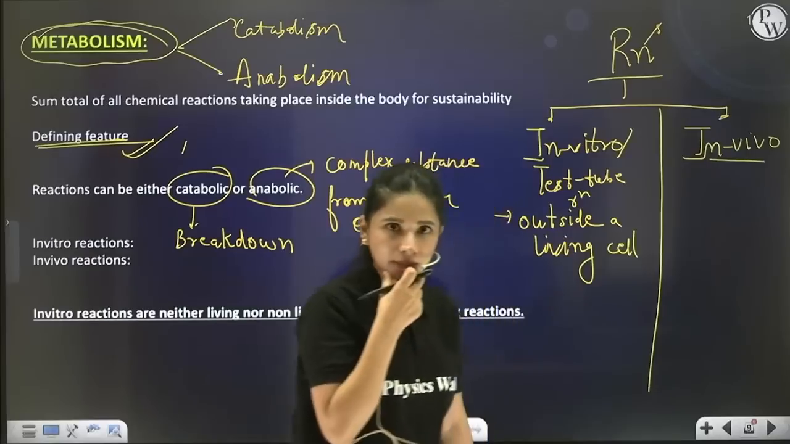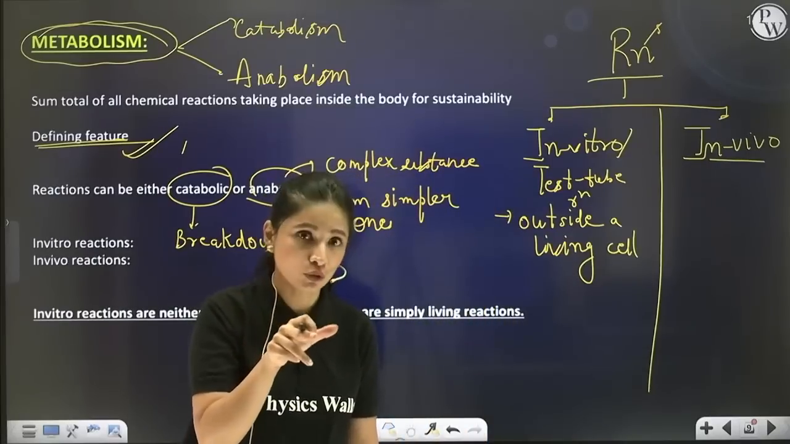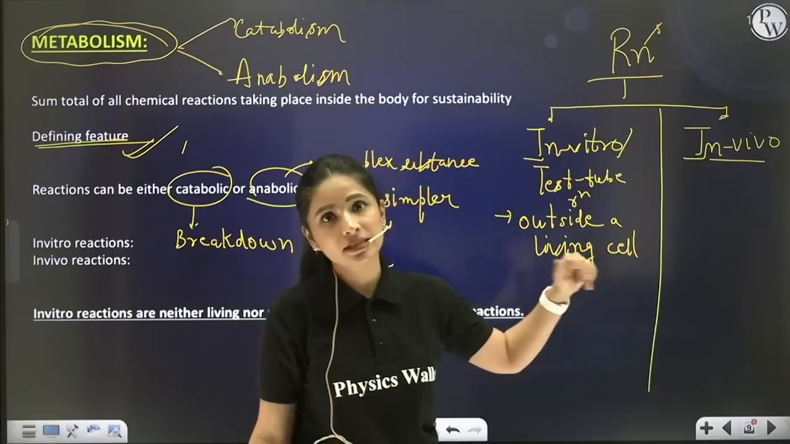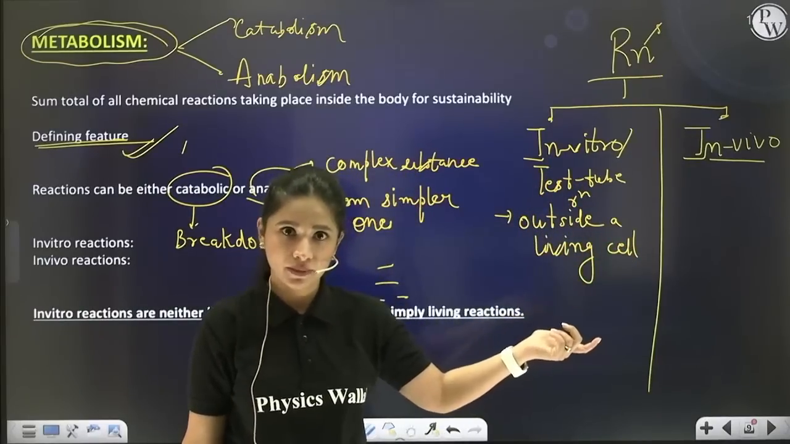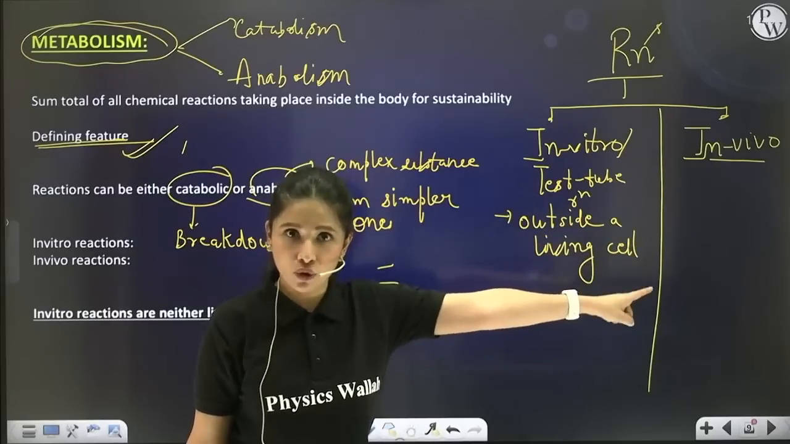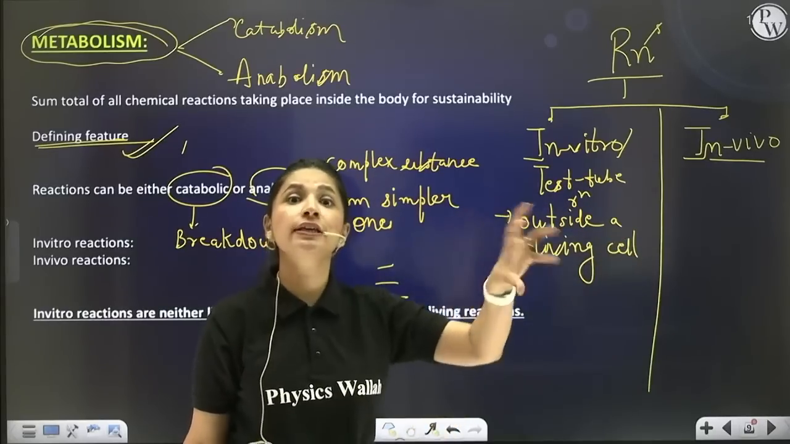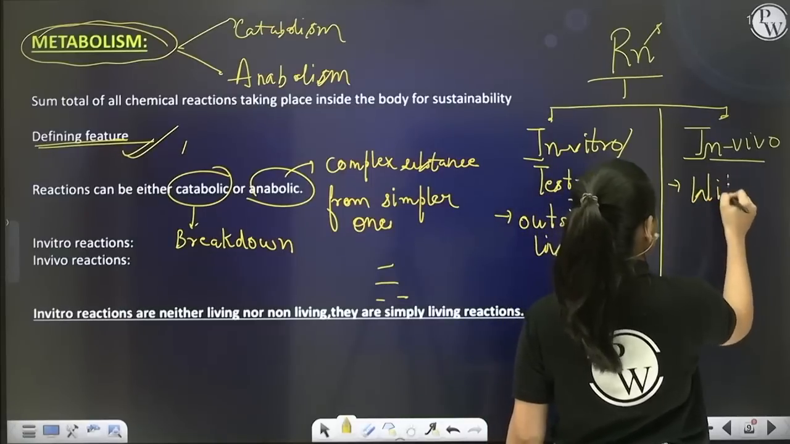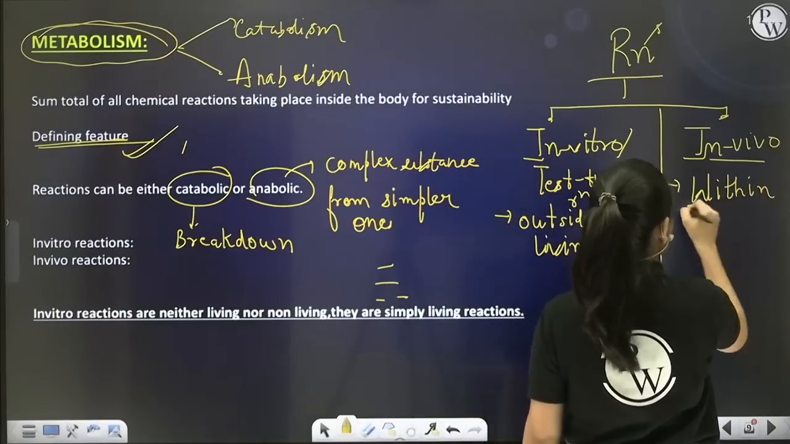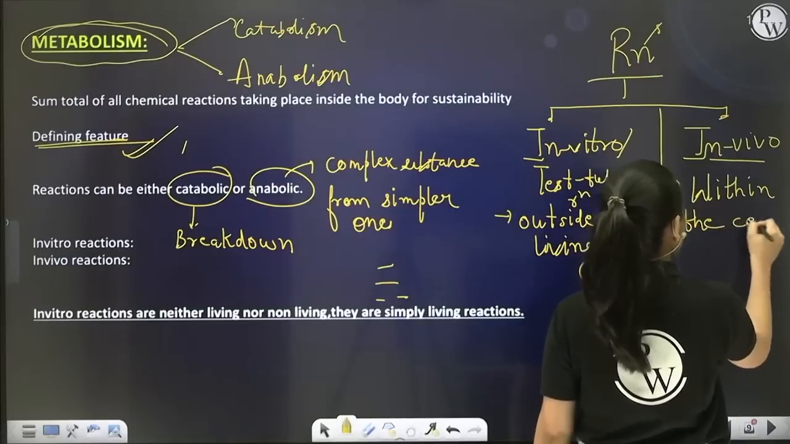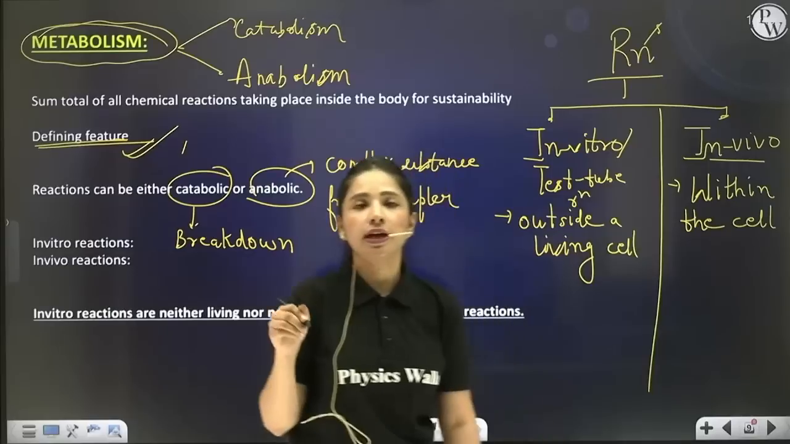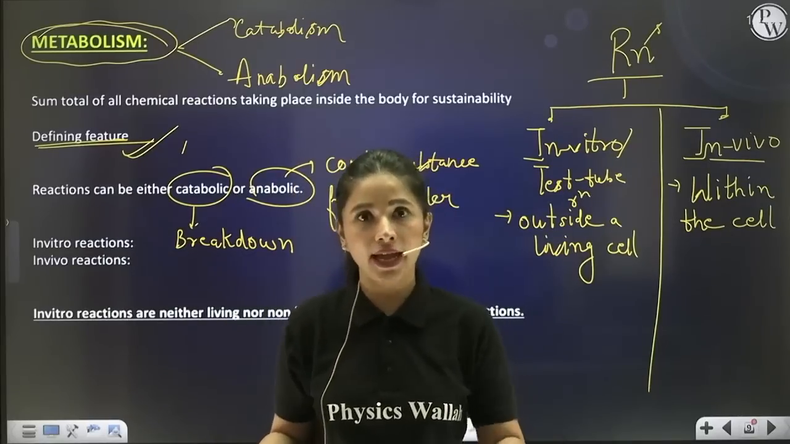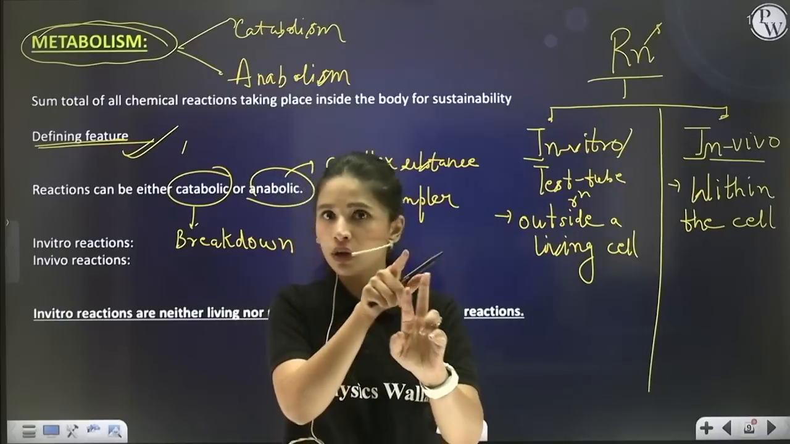So where will it take place? It will take place in a test tube. Remember, that is why in vitro reactions are also known as test tube reactions. In vivo reactions are those which take place within the cell. So reactions which take place within the cell are known as in vivo reactions. So how many types of reactions are there? Two types. In vitro, in vivo.